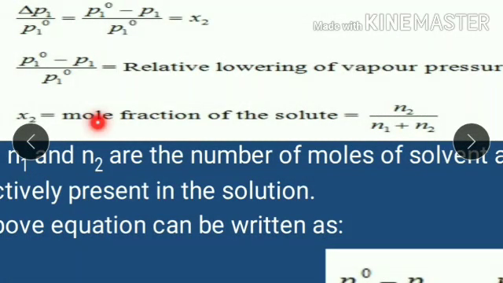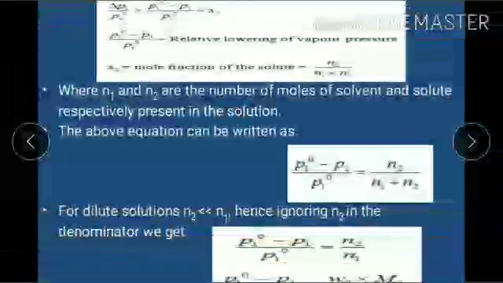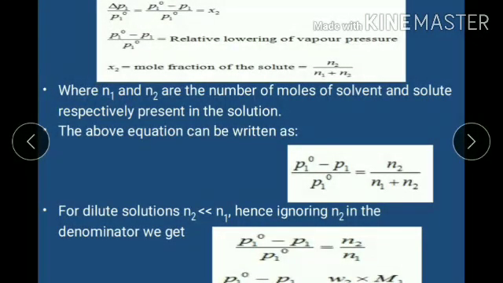You can easily determine the mole fraction. The formula of mole fraction is the moles of the component upon the total moles. It means x2 = n2 upon n1 plus n2, where n1 and n2 are the number of moles of solvent and solute respectively present in the solution. Okay, this is the common thing I told you in earlier videos.